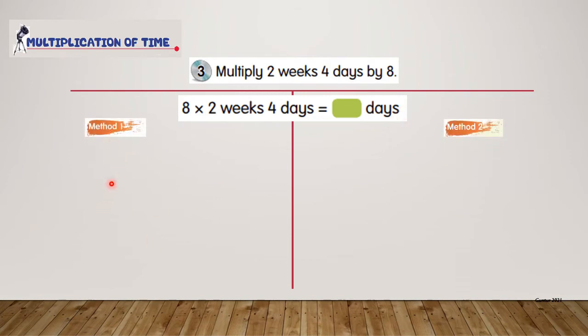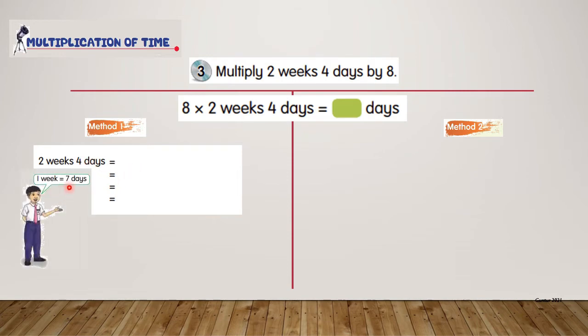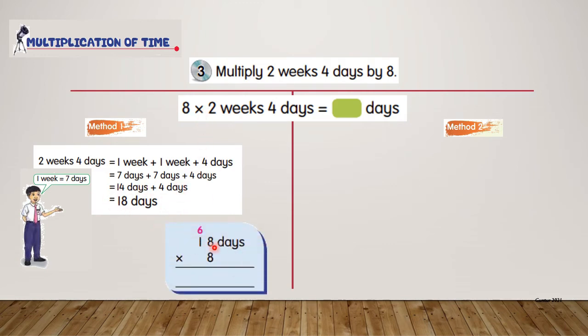There is 2 methods. The first method here, 2 weeks 4 days is equal, we separate the weeks there. 1 week is equal 7 days, so we separate 2 weeks here. 1 week plus 1 week plus 4 days. Weeks convert to days. 7 days plus 7 days, and then plus with 4 days. 7 days plus 7 got 14 days, and then add with 4 days. Got the answer there, 18 days. But the question didn't finish. 18 days must be times with 8.